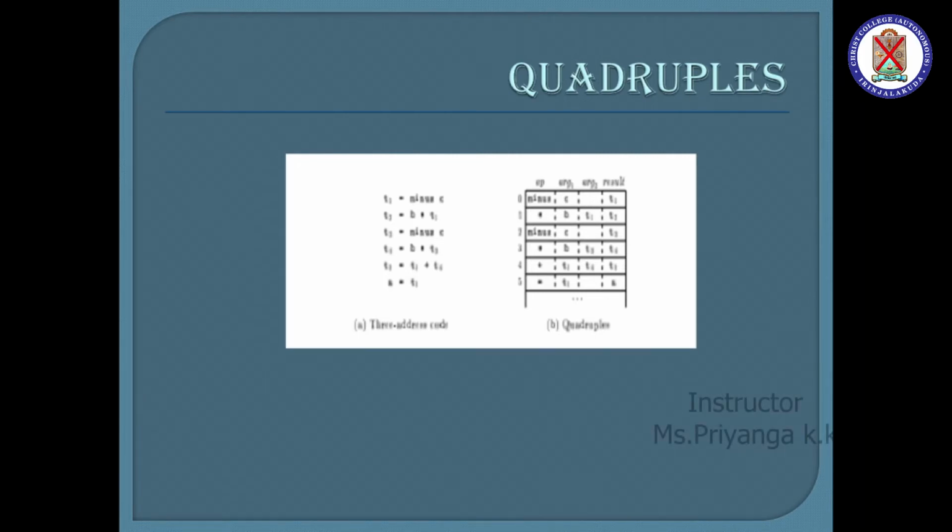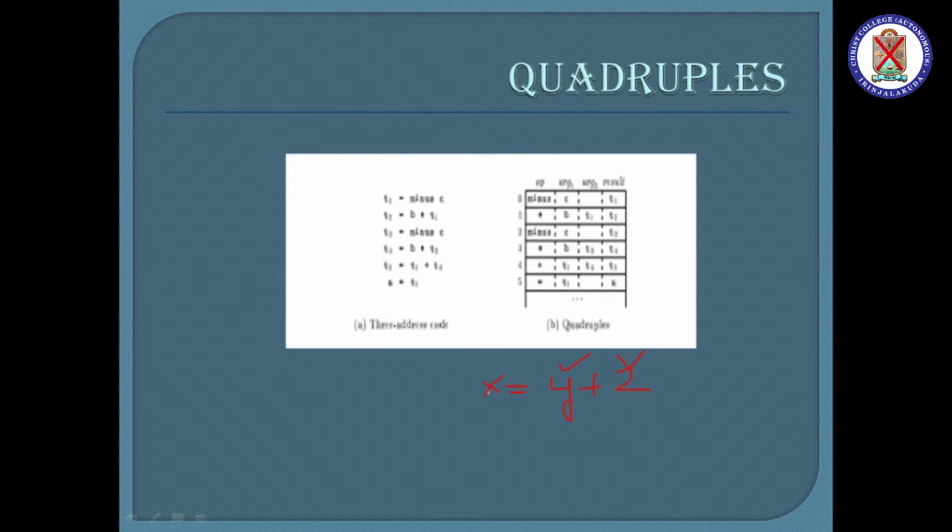Why quad? Because here we are using four fields, that is operator, argument 1, argument 2 and result. So four fields, so quadruple. Its main advantage is when we use a binary operator expression. Binary means two operands and one operator. That expression is specified more accurately and more optimally in the quadruples.